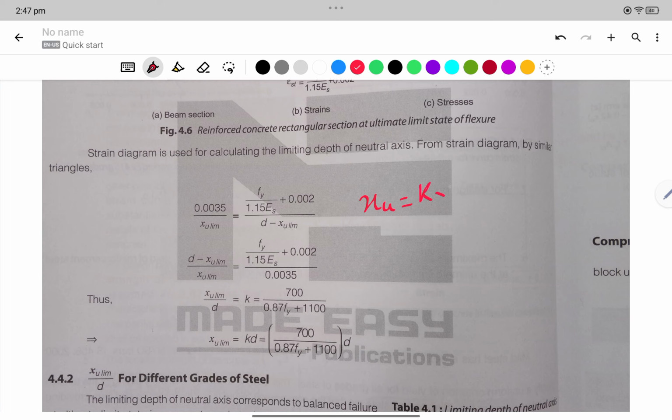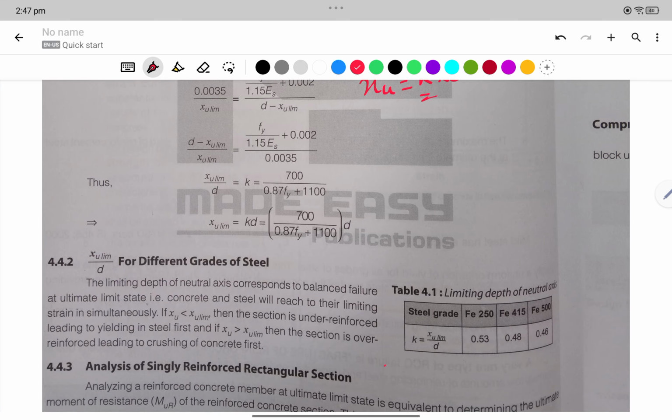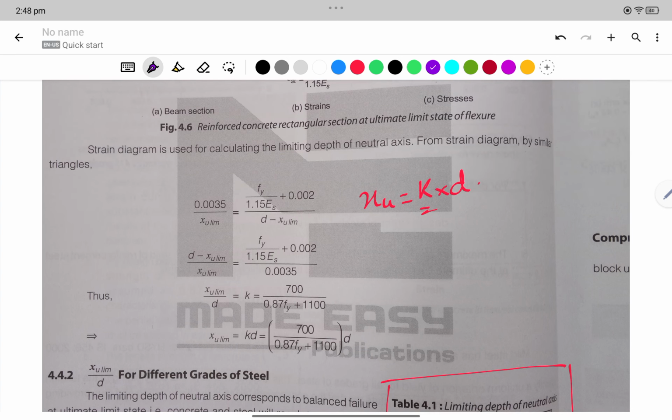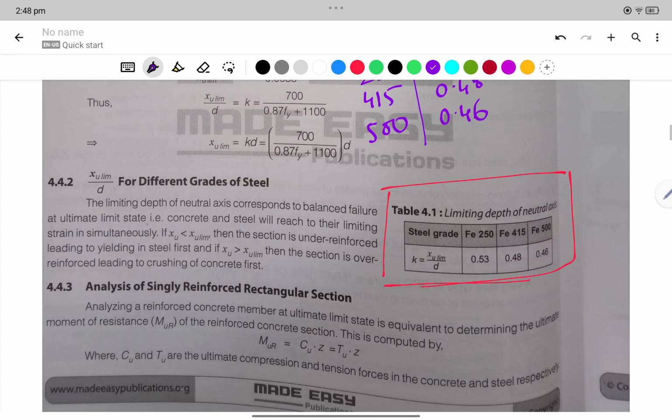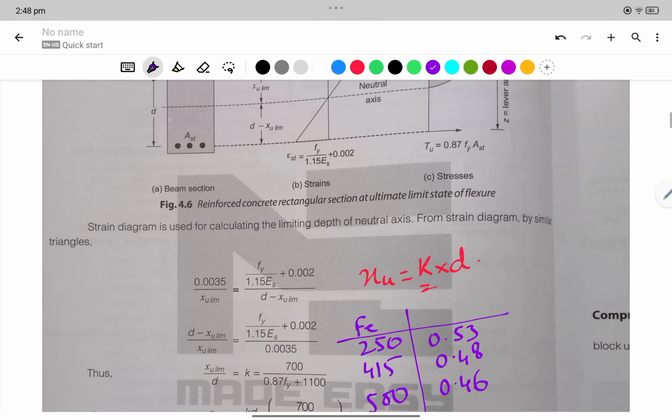So the formula is K into D, where the value of K is given here. We can see it here for Fe 250, 415 and 500. It is given as 0.53, for 415 0.48 and 0.46 for 500. You can see the same thing here also. And D is the effective depth, means capital D minus d dash. So this small d is this thing.